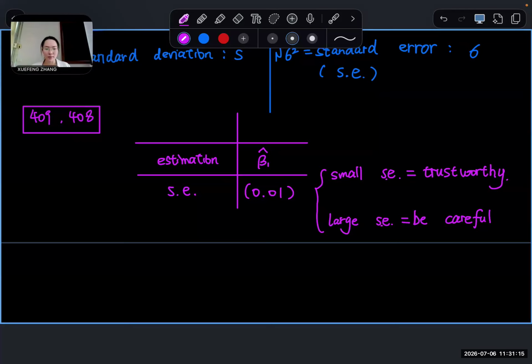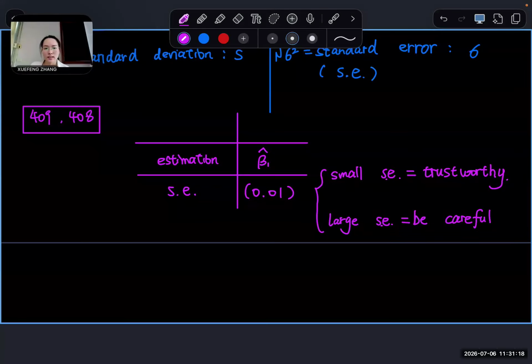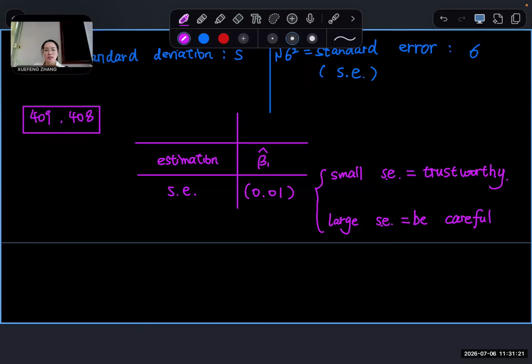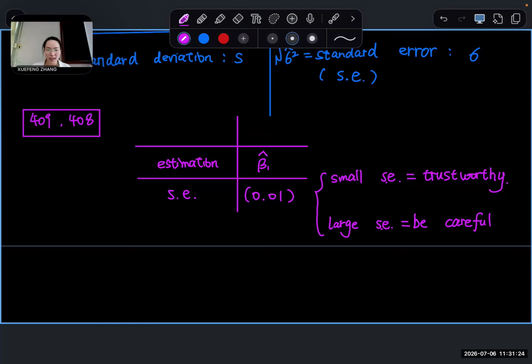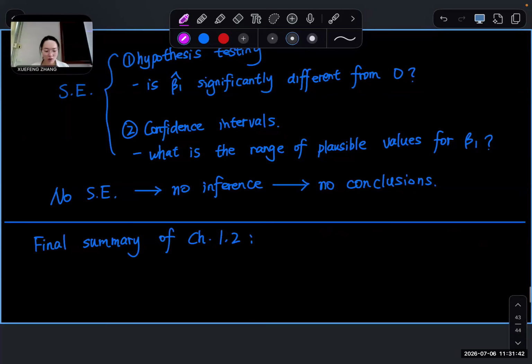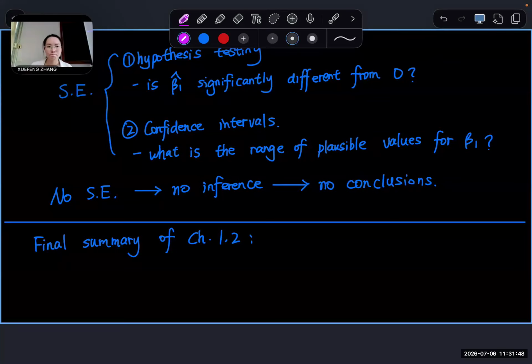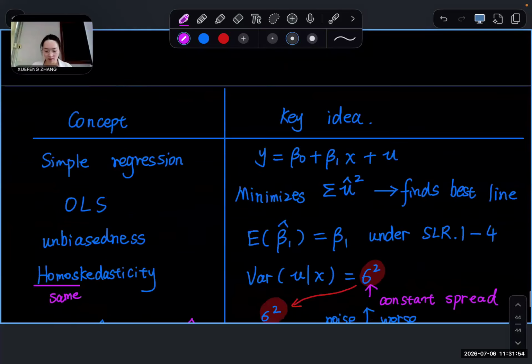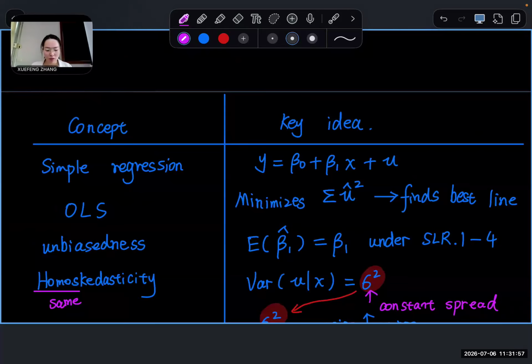What we do next chapter: here we learned how to estimate beta 1. Next chapter we ask, can we trust that estimate? Is it statistically significant? That's where standard errors become our most important tool. Remember, I showed you here. No standard errors, no inference, and then no conclusions. Okay, so that's all about chapter 1.2.